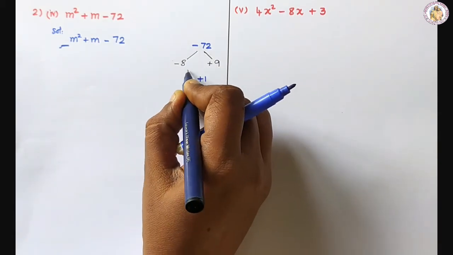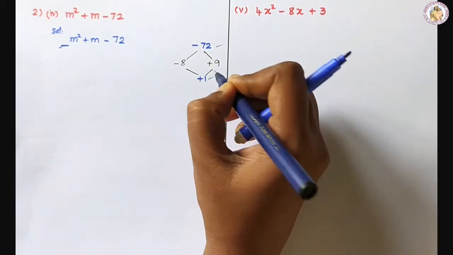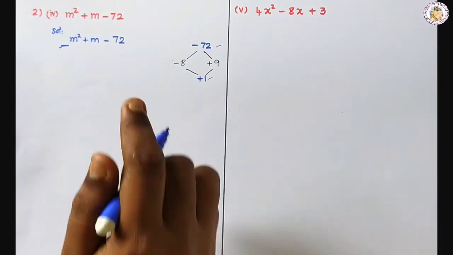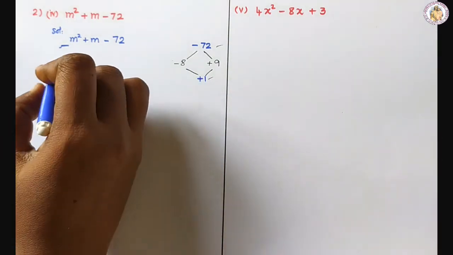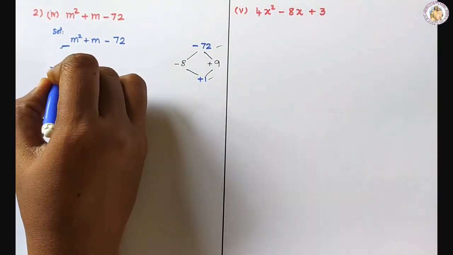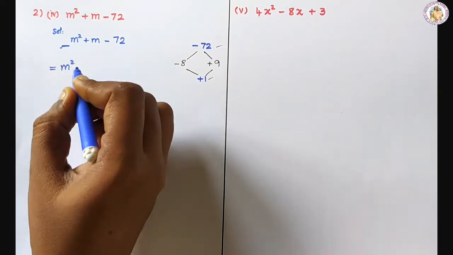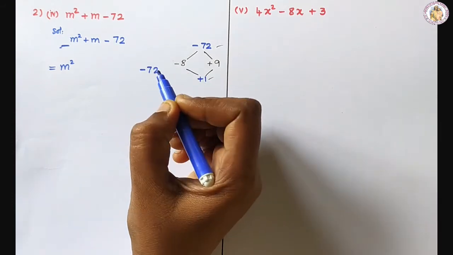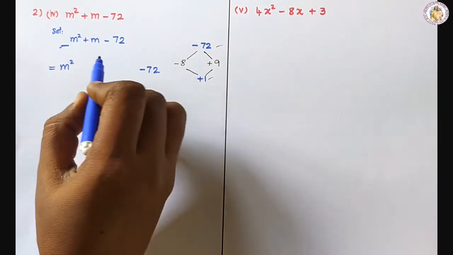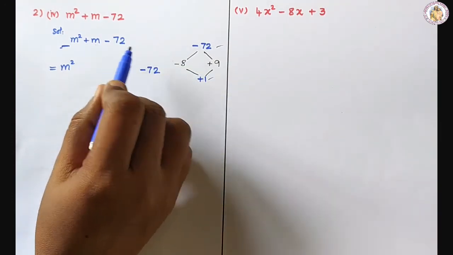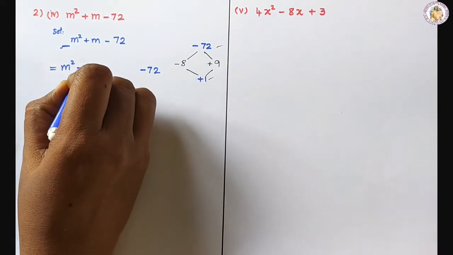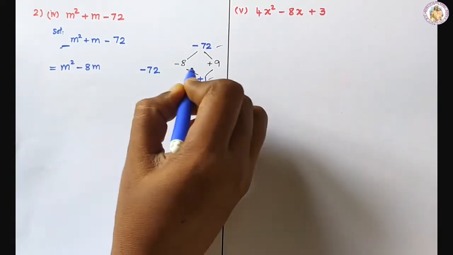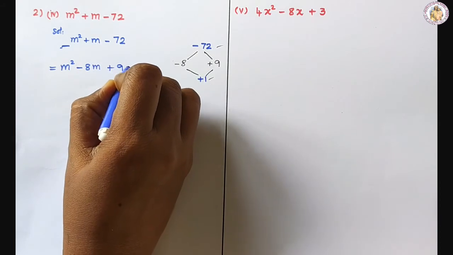So the numbers are minus 8, plus 9. Write down m squared and minus 72 as it is. In between that, m is splitted into minus 8m plus 9m.